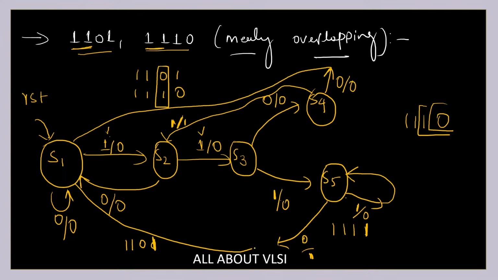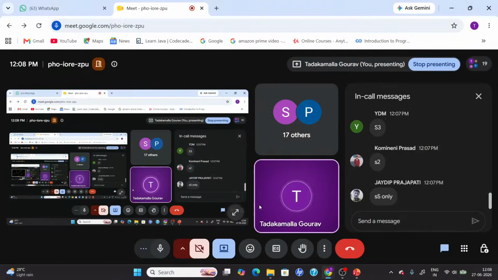So I'm jumping to S1. If my input is equal to 0, my output will become 1. So this is how we are going to develop a Mealy overlapping for this sequence. Any doubts over here? Shall we move forward or shall we wrap up this session? Shall we do one more level of problem or shall we wrap up?